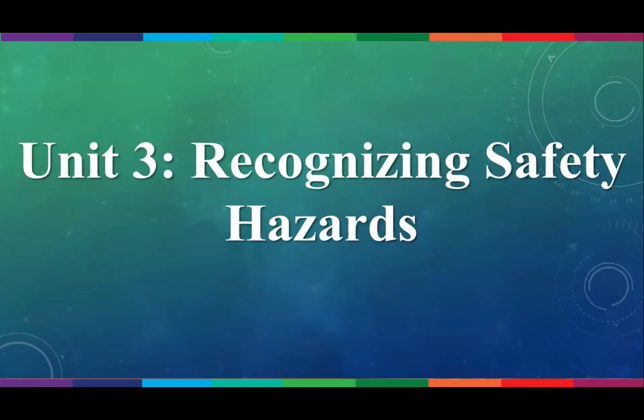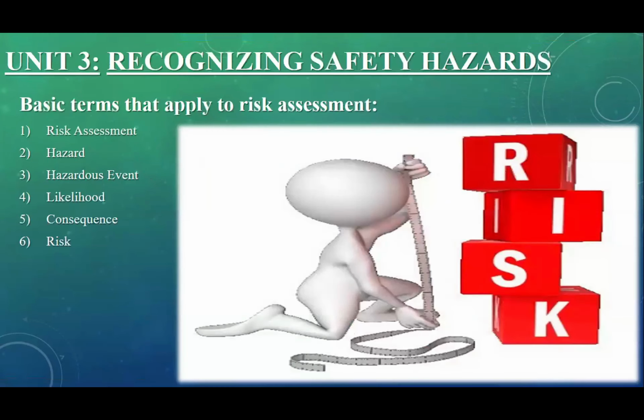Unit 3 is about recognizing safety hazards. Here we have the 6 basic terms that apply to risk assessment. The first one is risk assessment. The second one is hazard. The third one is hazardous event. The fourth one is likelihood. The fifth one is consequence, and the last is risk.